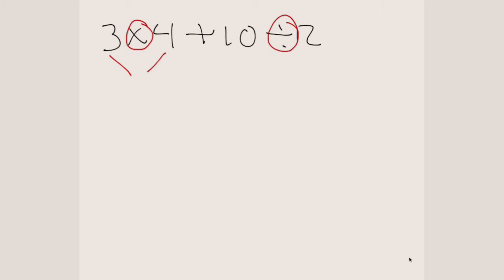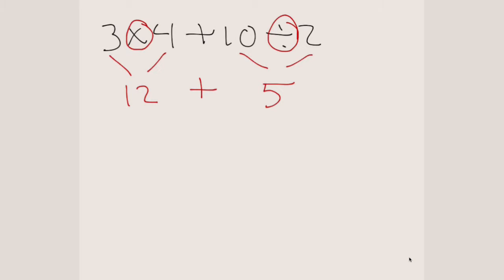I will do 3 times 4, which is going to get me 12. And then I'm going to go over to the divide. I skip the addition, and I do 10 divided by 2, which is going to get me 5. Now, I need to make sure that since I haven't used this plus sign, I'm going to bring it down and put it between those two numbers, keeping it in the exact same place that it was before.